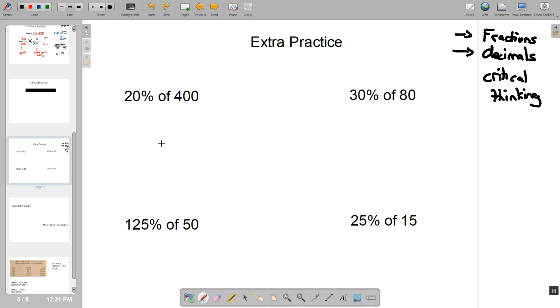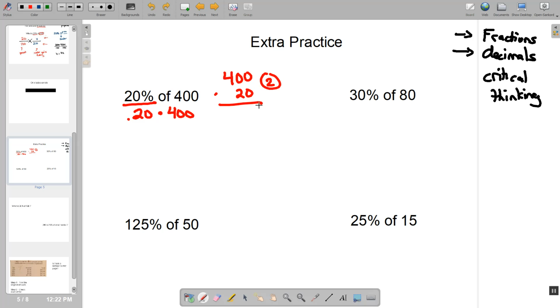So I'm going to solve each of these a different way to show you the different strategies. Now, number one, I'm going to do using decimals, which means 20% as a decimal is 20 hundredths. Of means multiply times 400. So I will do 400 times 20, remembering that there will be 2 decimals in my answer.